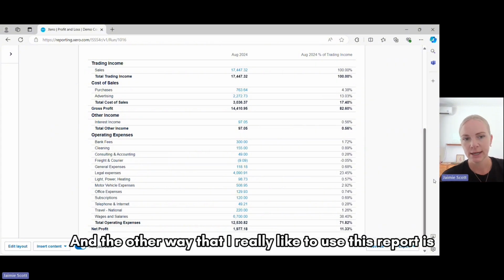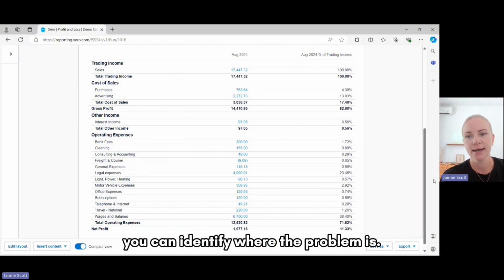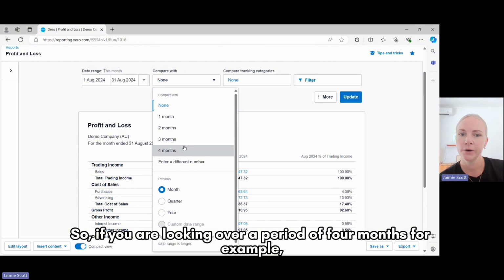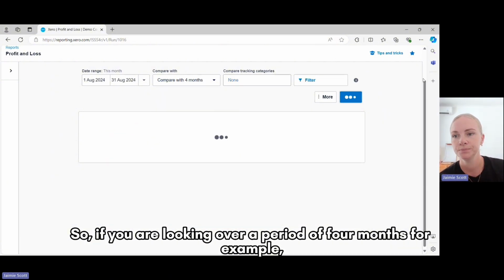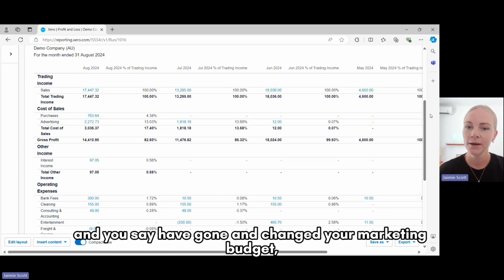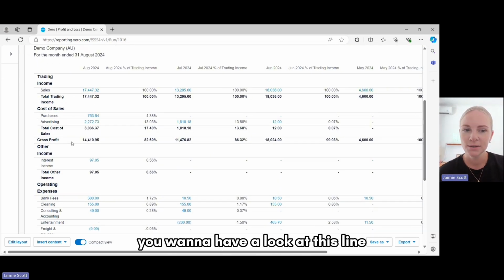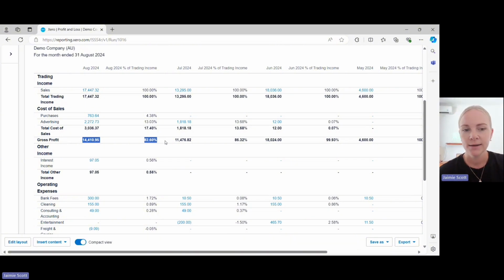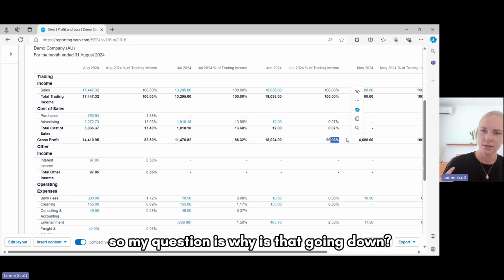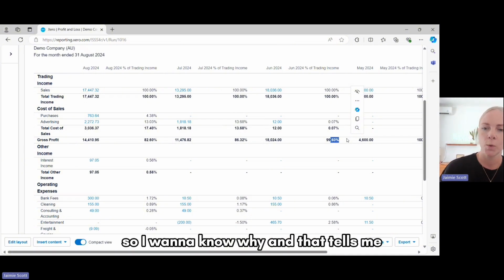And the other way that I really like to use this report is you can identify where the problem is. So if you are looking over a period of 4 months, for example, and you say, have gone and changed your marketing budget, what you want to do is have a look at this line. And in August, I can see it's 82. In July, it was 86. And in June, it was 99. So my question is, why is that going down? It's down nearly 20%. So I want to know why.